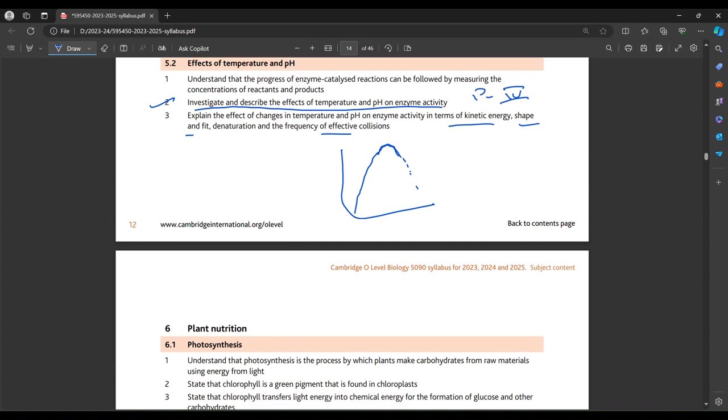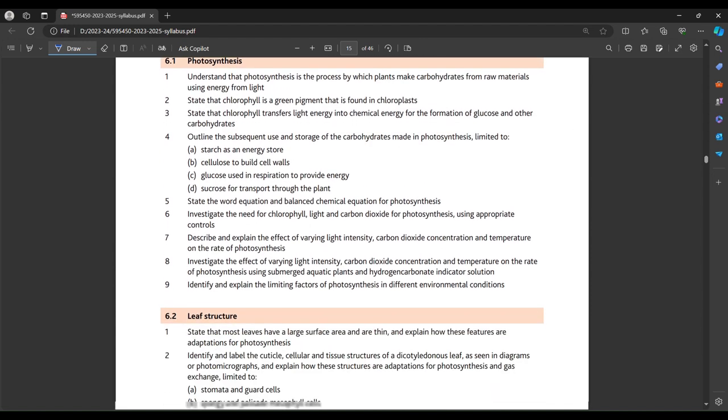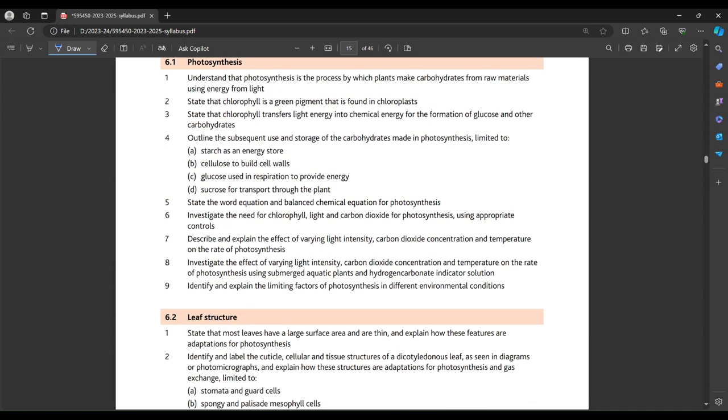Okay. Now, plant nutrition, photosynthesis. You should know the definition of photosynthesis. Photosynthesis happens in green plants, in which chlorophyll traps sunlight and converts it into chemical energy, which is used to fix carbon dioxide into glucose molecules.